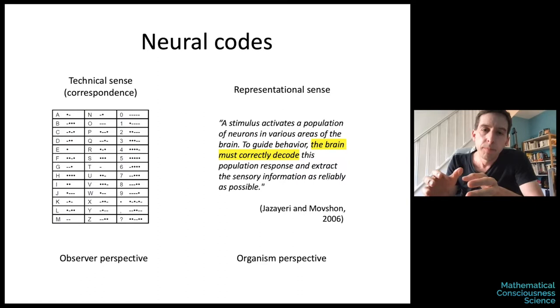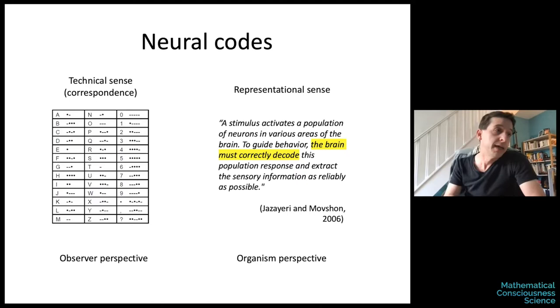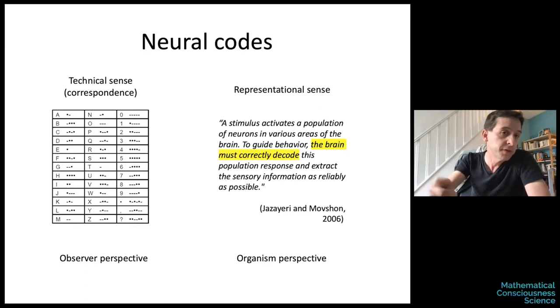But another interesting aspect in this sentence is the word correctly. Whatever is being decoded, whatever it means, it must be correct. So here it is assumed that this correspondence also has a truth value. It's something that can be right or wrong. So really here, it is assumed that this neural code is actually a representation, something that the brain uses, something that has a truth value. Now, the problem is that the idea that it is a representation is not at all implied by the technical sense of a correspondence. It's not sufficient to just have a correlate for this to be a representation for the organism. So there are some assumptions there that are not explained.